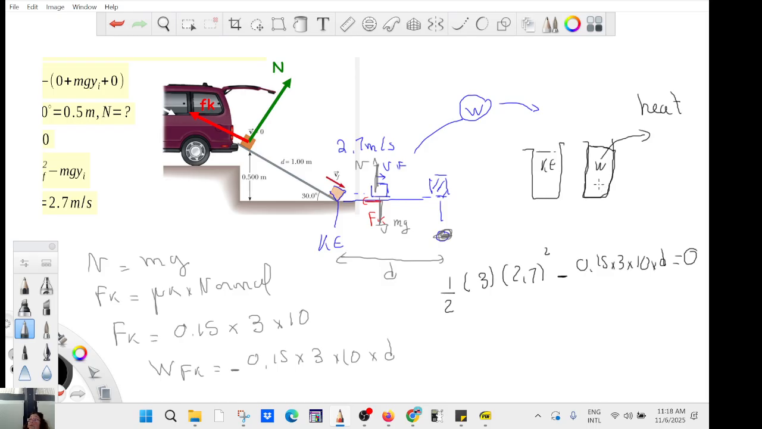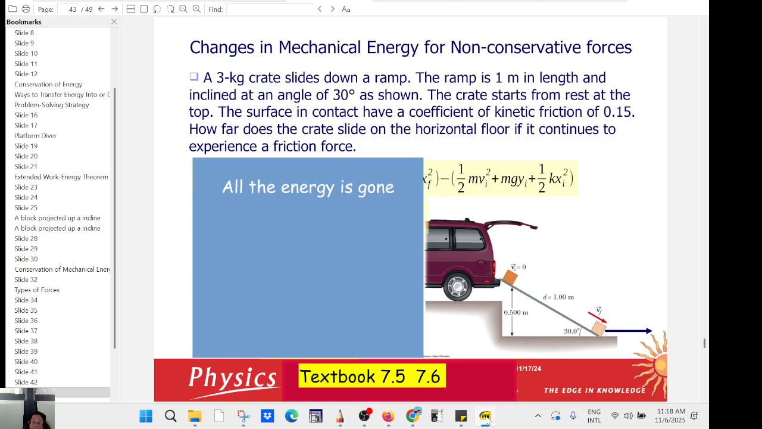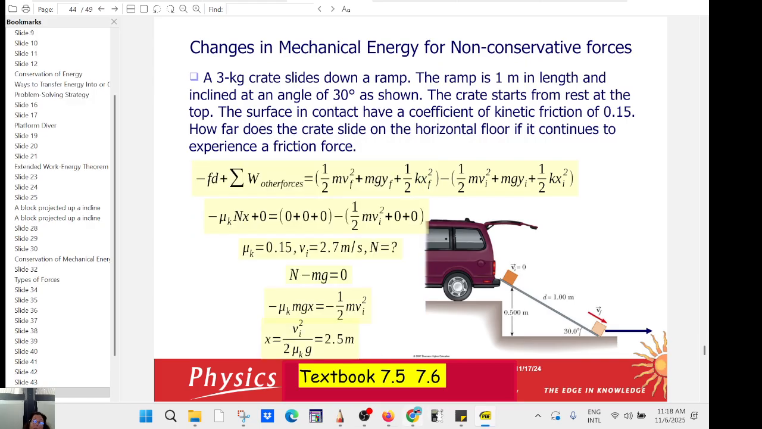Everything has been transferred. Work means transfer, and work is force times distance. Work is heat. Heat is also energy in transfer. Any question? You should find that the answer is 2.5 meters. Here it says textbook 7.5, 7.6, so you should do 7.5, 7.6 on your own.